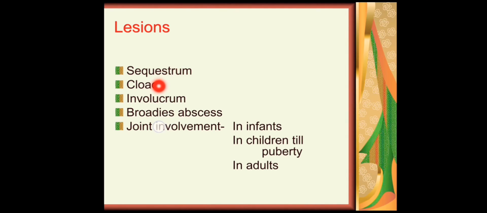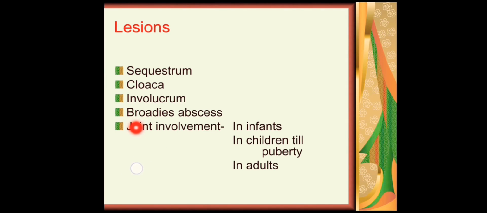What happens next is there will be rupture of the periosteum, leading to soft tissue abscess. So the periosteum will break down. Now the pus tries to accumulate and reach the surface of the skin. That causes formation of a draining sinus, which is called cloaca. Then comes the reactive bone formation around the dead bone. That's called involucrum.